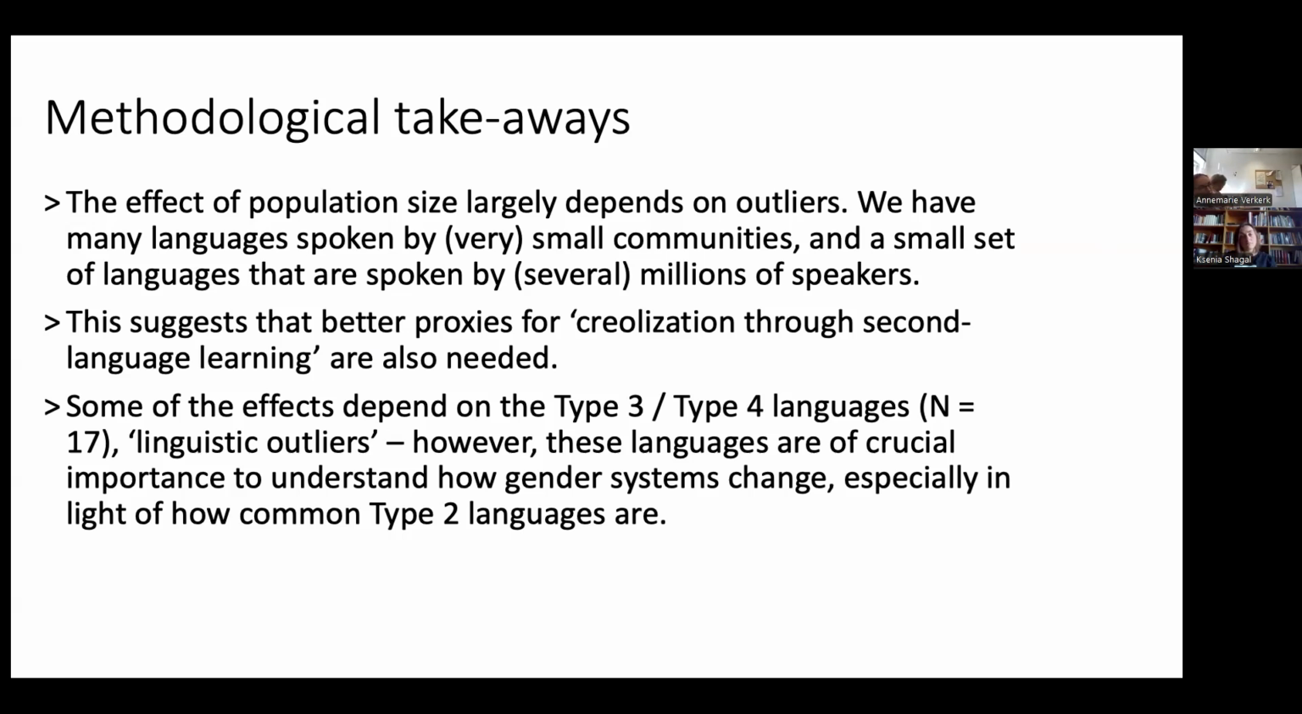And then some of the effects also depend on including the type 3 and type 4 languages. These are the most reduced languages in terms of their gender system. And there's only 17 of those, right? In an entire analysis of looking at 180 languages. So some people, reviewers, said you have to throw these out and see if they matter.